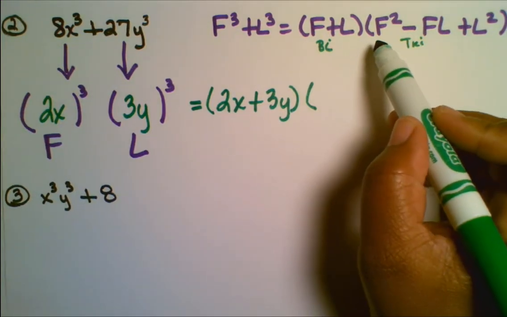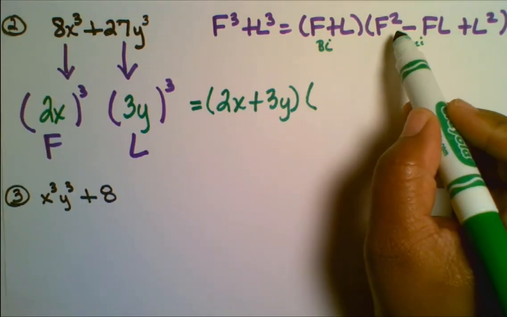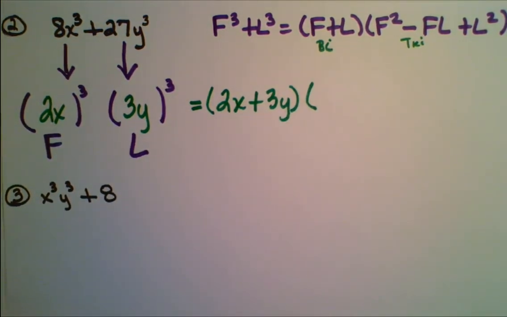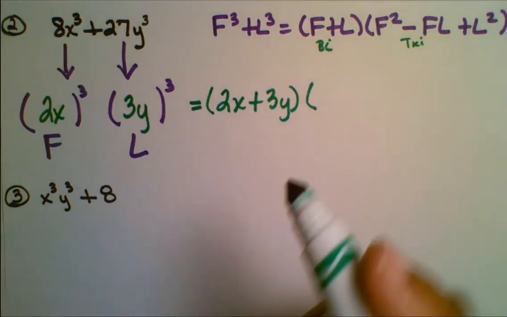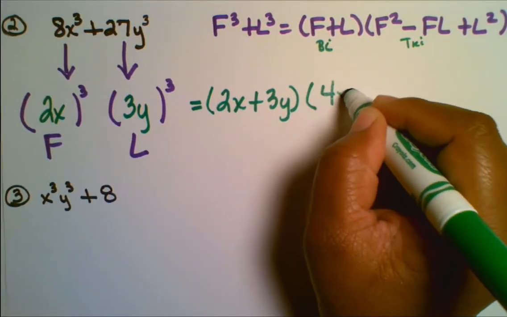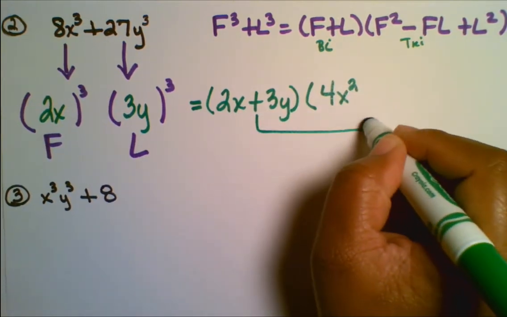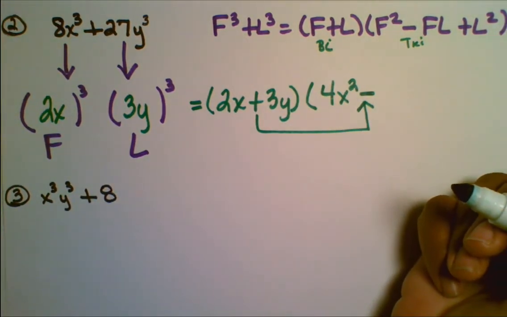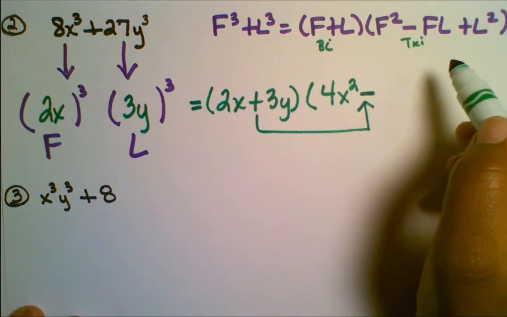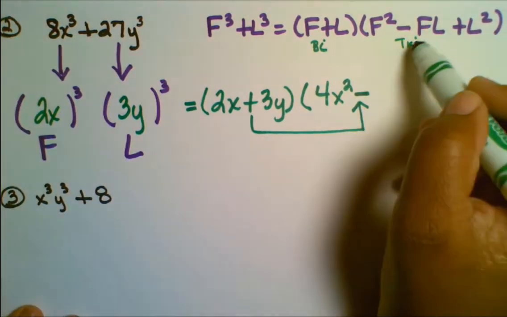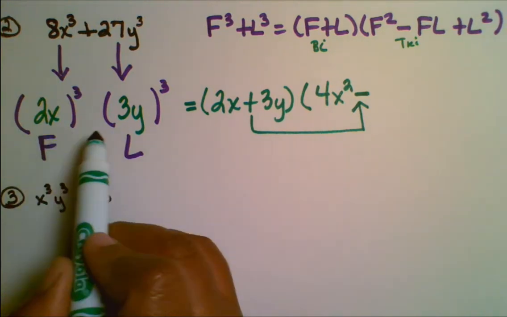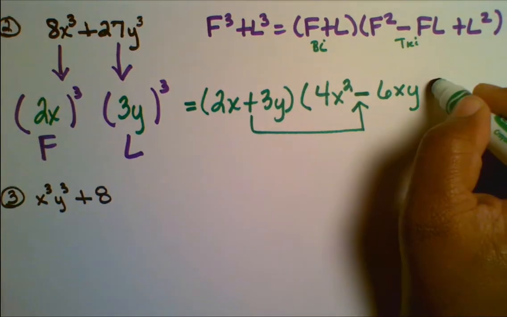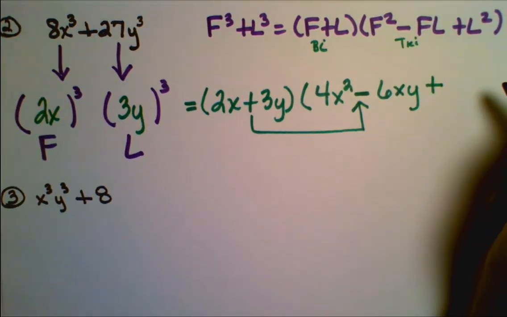And then it says for the trinomial, we're going to square F. So that means we're going to square 2x. That means multiply 2x twice. 2x times 2x, which is 4x squared. Take the opposite sign. So we have a minus. And then the middle term says we're going to be multiplying F and L. So here we're multiplying 2x times 3y. That gives us 6xy. The sign of the last term in the trinomial will always be a positive.